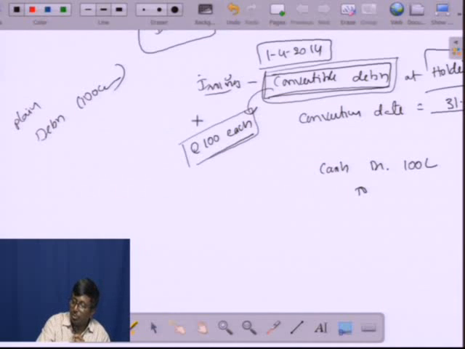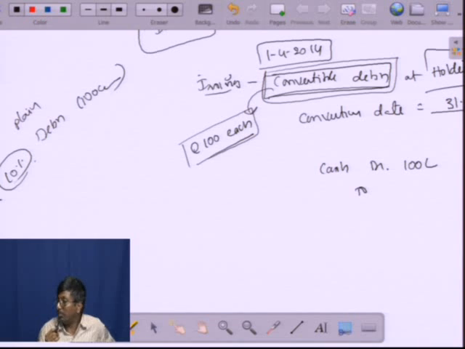Say, a plain debenture is equal to a 10% rate. What rate is applicable in the market? Market rate, 10%. I can issue any plain debenture at a 10% coupon rate. Question to you: will the company offer this convertible debenture at 10%, lower than 10%, or more than 10%?